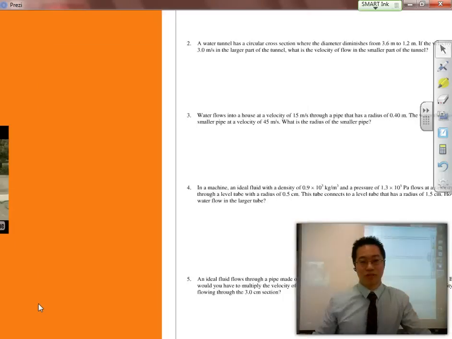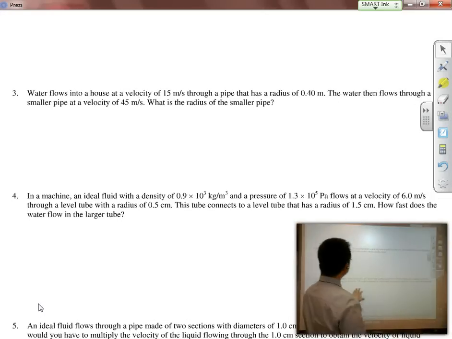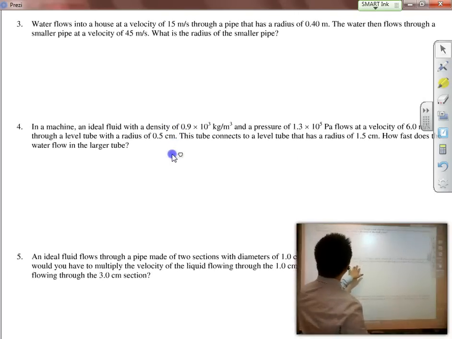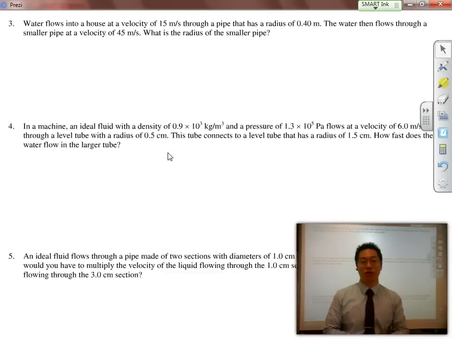Okay, so let's move past this. And let's actually do a quick practice problem. Water flows into a house at a velocity of 15 meters per second through a pipe that has a radius of 0.4 meters. The water then flows through a smaller pipe at a velocity of 45 meters per second. What is the radius of the smaller pipe?